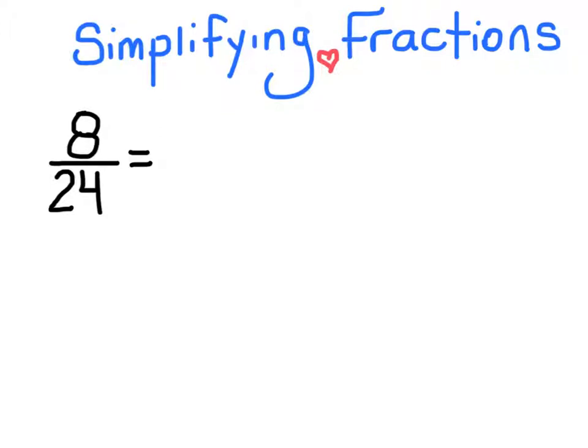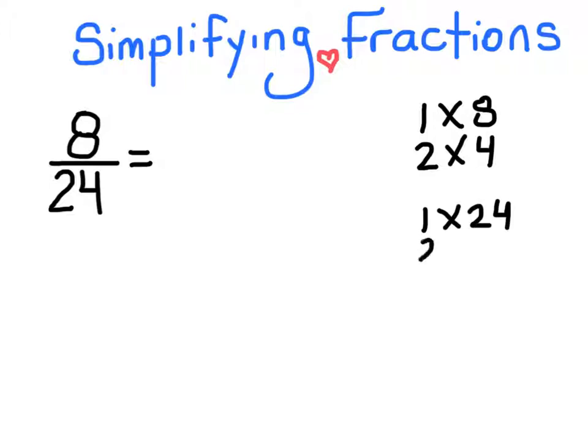we just do the factors of 8. So factors of 8 are 1 times 8, 2 times 4. Those are the only factors of 8 because 3 times anything doesn't work, and we already have 4 times something. And then you do the factors of 24. 1 times 24, 2 times 12, 3 times 8, 4 times 6, 5 doesn't work, and 6 is already there.